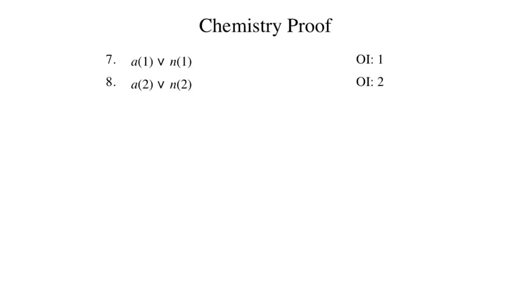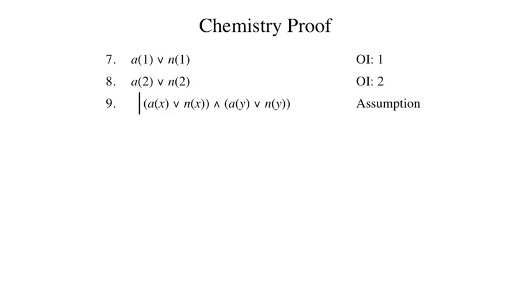As before, we deal with the base cases first. We use or introduction to disjoin our first two premises with other sentences so that the resulting disjunctions match the first two premises of structural induction for our desired disjunctive result. Here on line 7, we disjoin our premise that liquid 1 is an acid with the sentence n of 1. And on line 8, we disjoin a of 2 with our premise that liquid 2 is neutral.